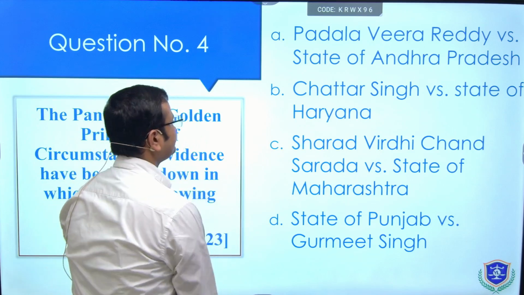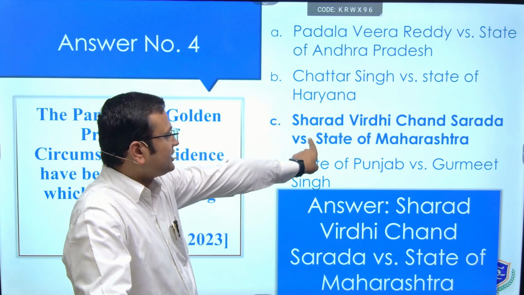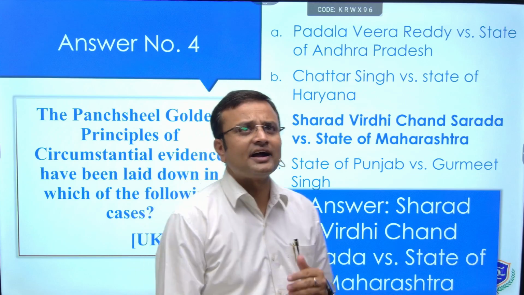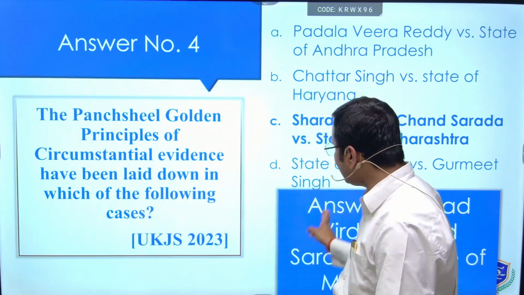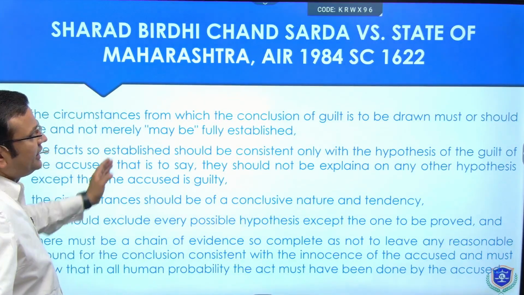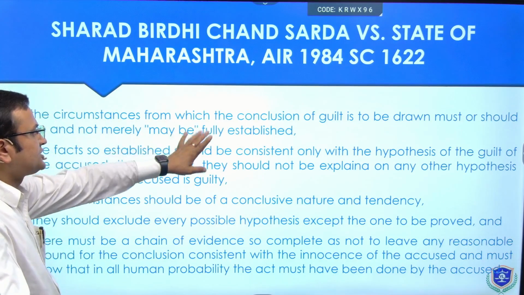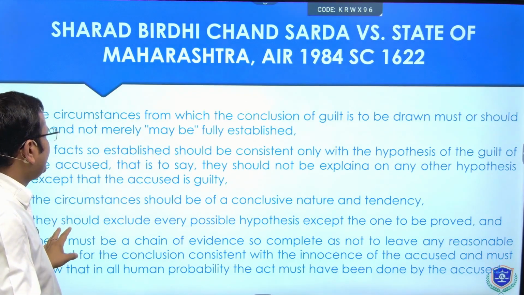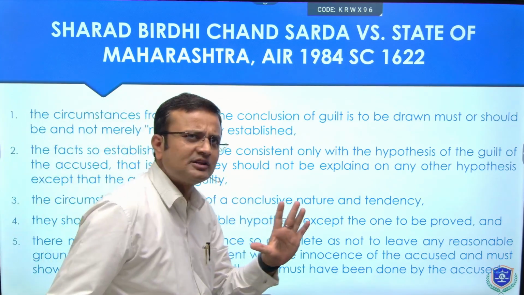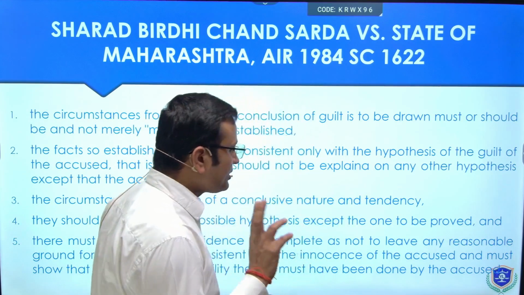Let's see the answer. The answer is Sharad Birdhichand Sarda versus State of Maharashtra. The Panchsheel golden principle of circumstantial evidence. Why is it called Panchsheel? Because 5 principles were laid down. Let's see the explanation. These were the principles that were laid down in the 1984 case. These are the 5 principles: circumstances from which the conclusion of guilt is to be drawn should be and not merely may be established, and the facts should be consistent. So these are the 5 principles basically which have been laid down in this case. So you need to memorize the name of the case.